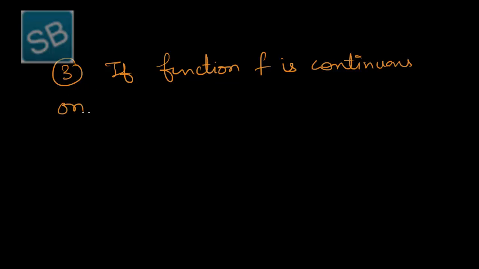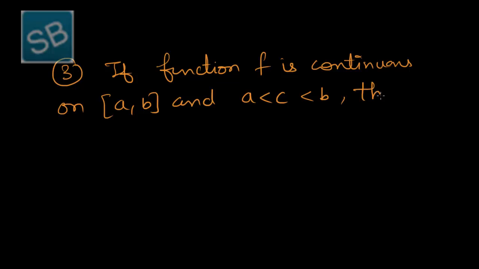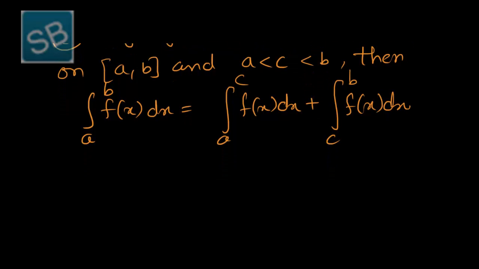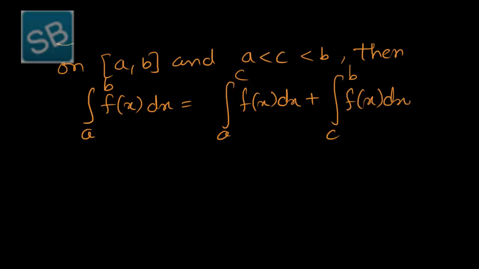Now the next working rule of integration is: if function f is continuous on the closed interval [a, b] and a is less than c, c is less than b, then the integral from a to b of f of x dx is equal to the integral from a to c of f of x dx plus the integral from c to b of f of x dx. That is, if the closed interval a to b is subdivided into a to c and c to b, then the integral is also divided from a to c and c to b, and their sum is equal to the whole integral from a to b of f of x dx.